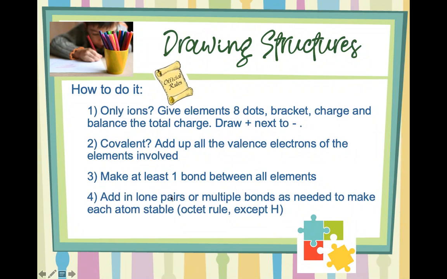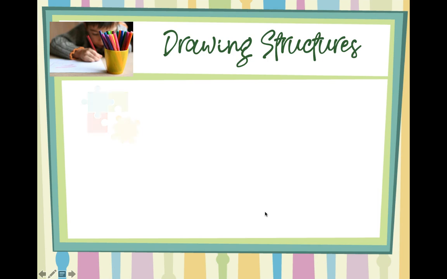Then you add in the lone pairs or multiple bonds that are needed to make each atom stable. And remember, it's generally the octet rule, except hydrogen only needs 2 electrons. So you think of it kind of like a puzzle. I know there's at least one connection between everything, but then where are the rest of the pieces? Are there lone pairs? Are there double bonds? All of that to make each atom stable. And remember, stable means every element has 8 valence electrons accessible to it, or hydrogen is one of our exceptions, it only needs 2.